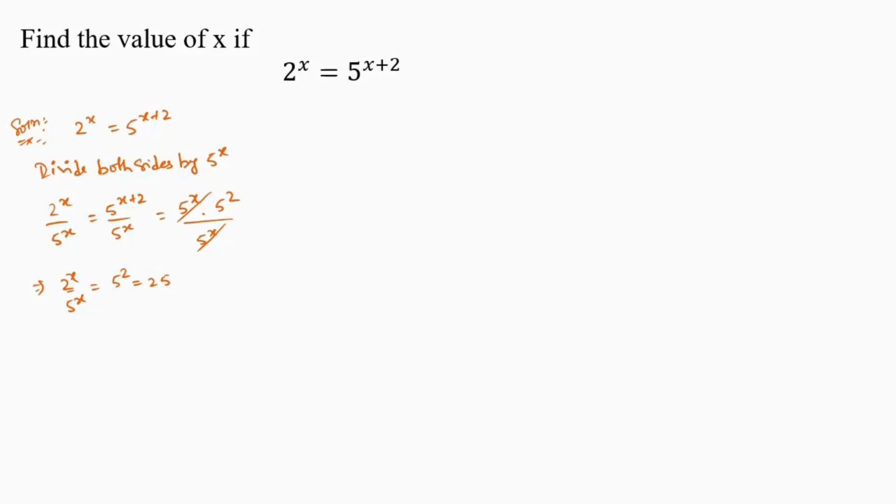Also, we know a raised to power c over b raised to power c can be written as a by b raised to power c. So 2 raised to power x over 5 raised to power x can be written as 2 by 5 raised to power x, and this is equal to 25.